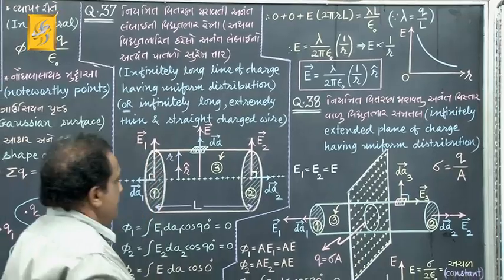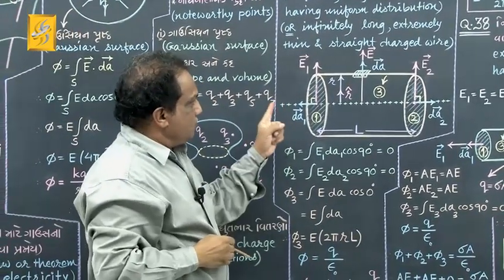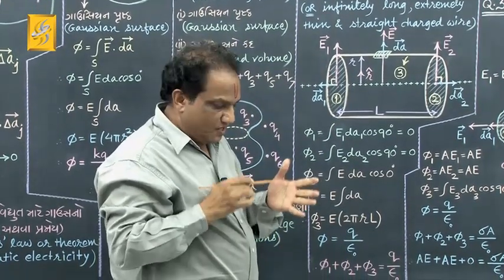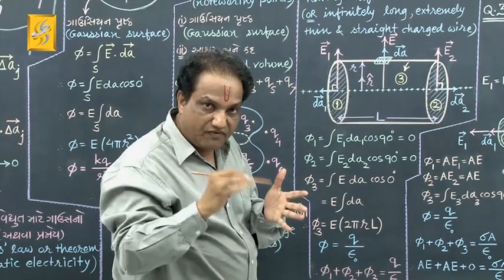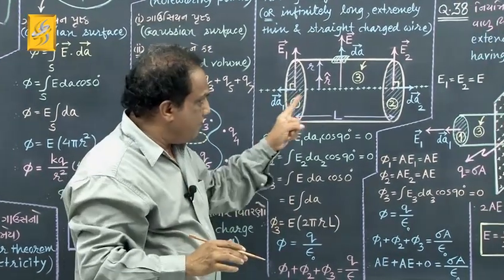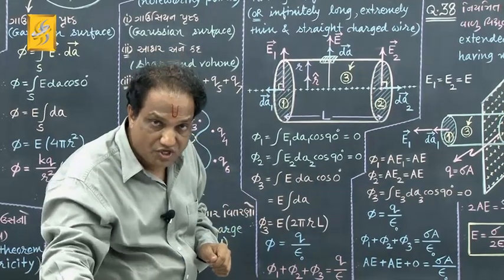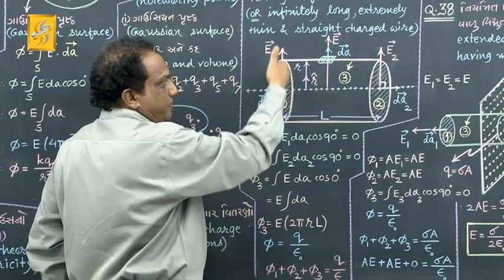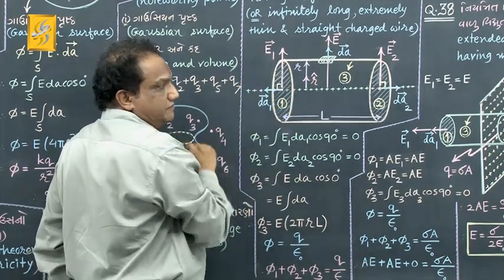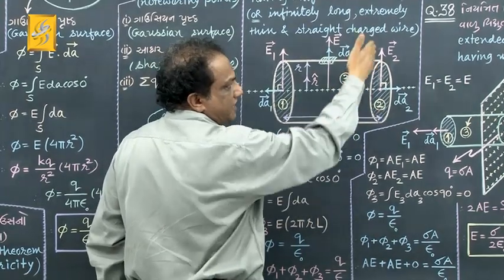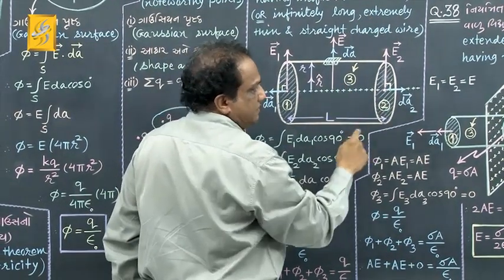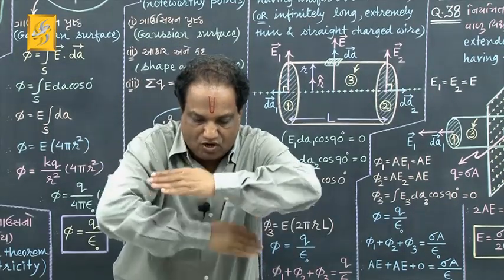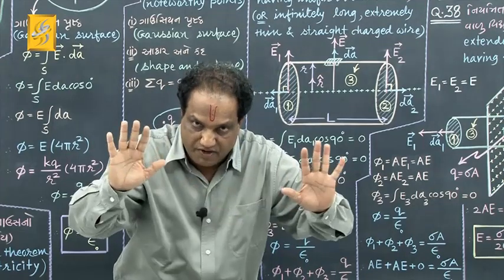Now, to find out the electric field produced by such a line of charge, we first find the electric fluxes linked with 3 parts of the Gaussian surface. Which 3 parts? The first part is this, a planar surface on the left end. The second part is this, again a planar surface but on the right end. And the third part is this, the curved part, which has a curved surface, correct? Fine. Let us see one by one.